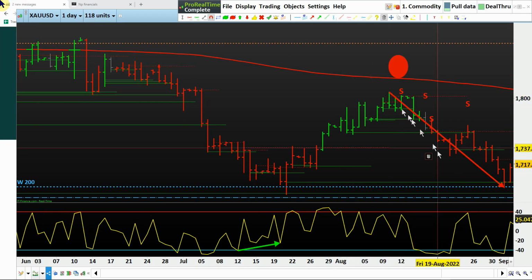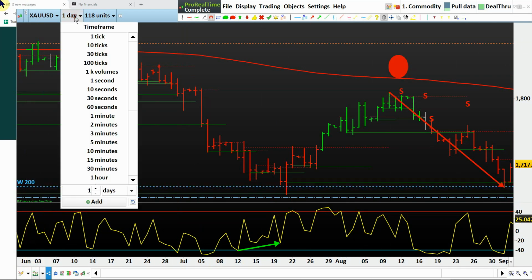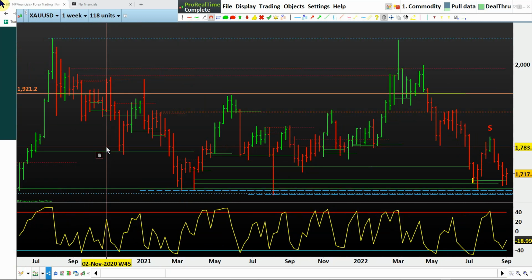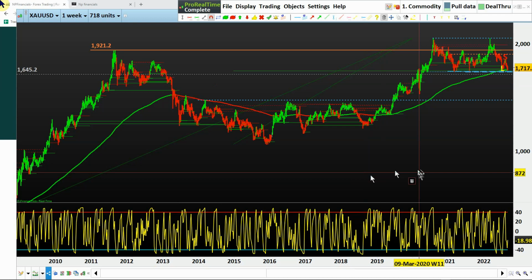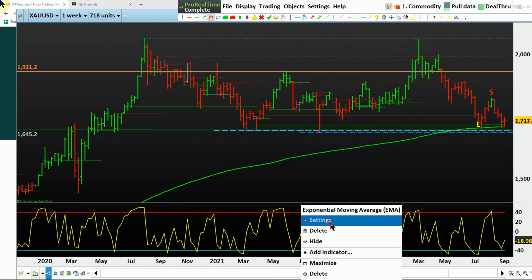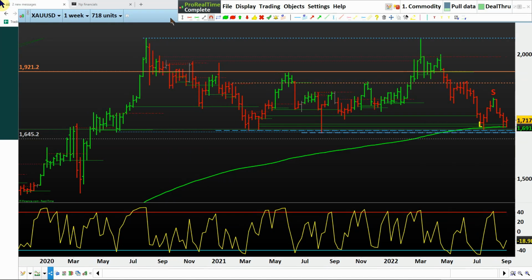All right. Since this is not being broken, what we saw at this time is the weekly 200. If I make this a weekly chart, because it's 118 units, the 200 moving average is not coming, so I'll have to make it more than 200, say 718. Now the 200 moving average is there. The value of that 200 moving average comes at 1691.5. So you have two ways to take advantage of this.